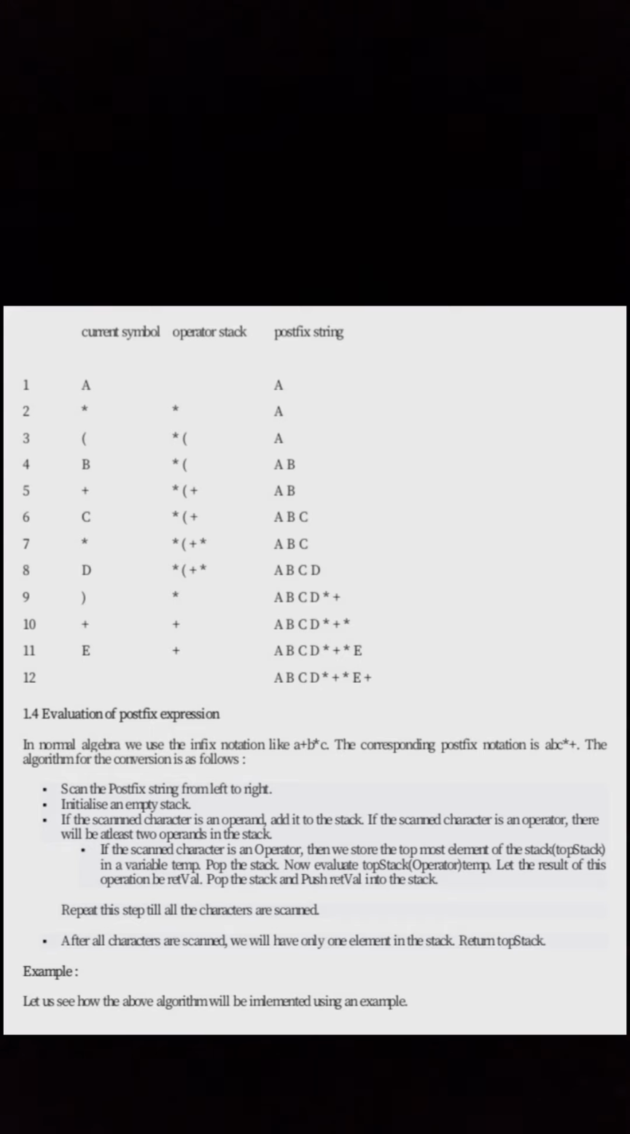Let the result of this operation be ret val. Pop the stack and push ret val into the stack. Repeat this step till all the characters are scanned. After all characters are scanned, we will have only one element in the stack. Return top stack. See the example.